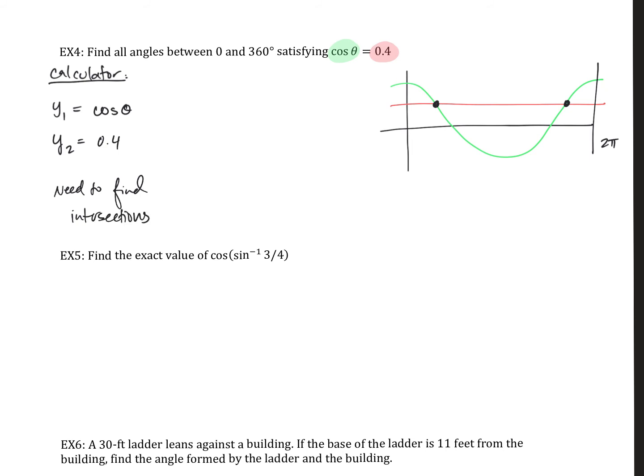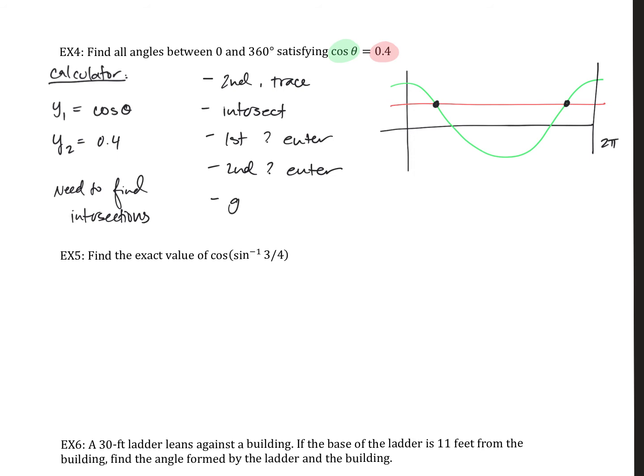To find the intersections, here are the instructions on your calculator, and I will upload a video on using the calculator for this. So you're going to go second, and then you're going to hit trace. After that, hit intersect. After that, you're going to hit first store, and then hit enter. You're going to hit second curve. Find that, hit enter.